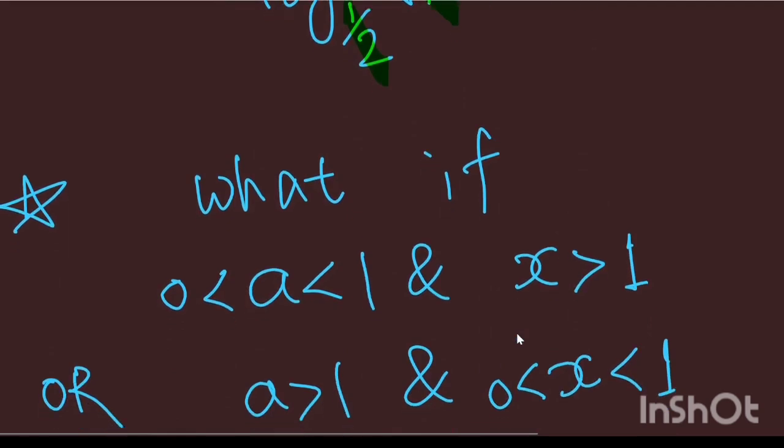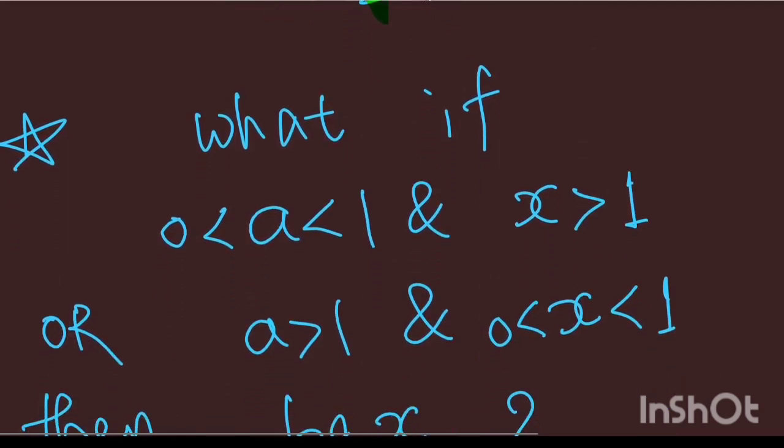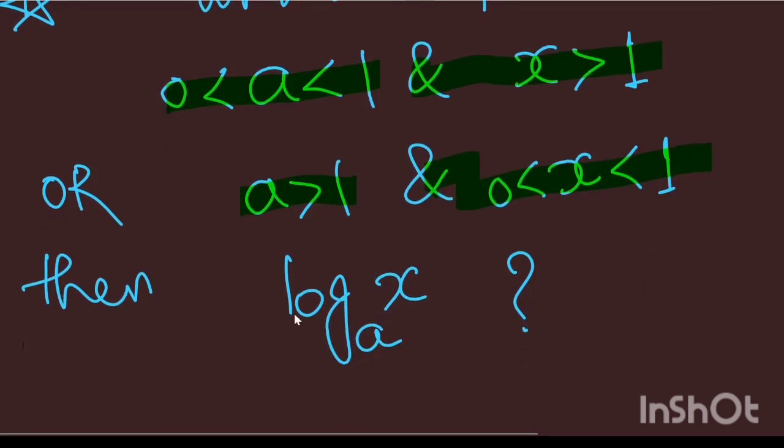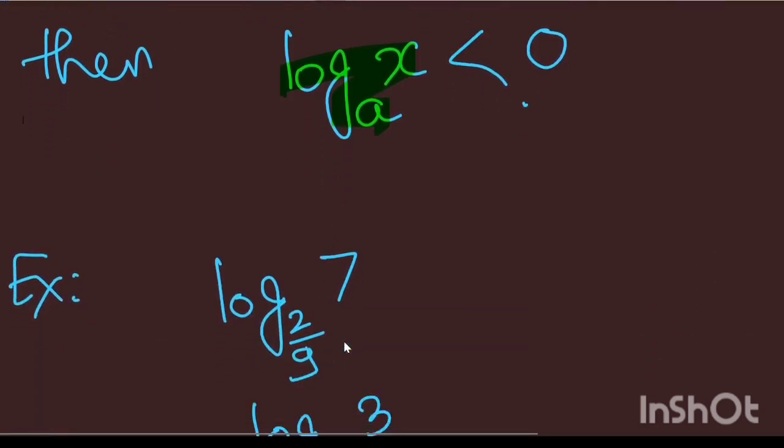Now if we choose the opposite, if a is chosen to be a fraction and x is chosen to be greater than 1, and vice versa, that is a is greater than 1 and x is between 0 and 1, in that case what is log x? In a similar way we can prove that in that case log x would be negative. So this also we can remember, right? So the examples are these.